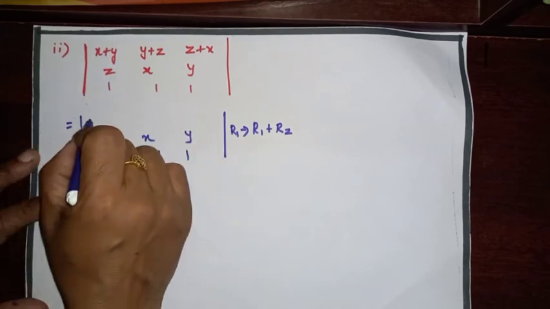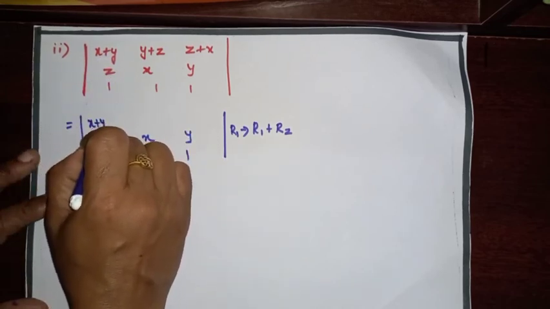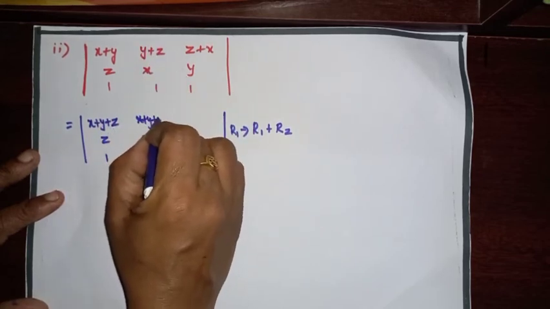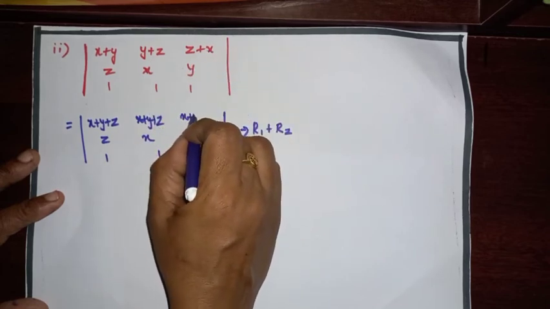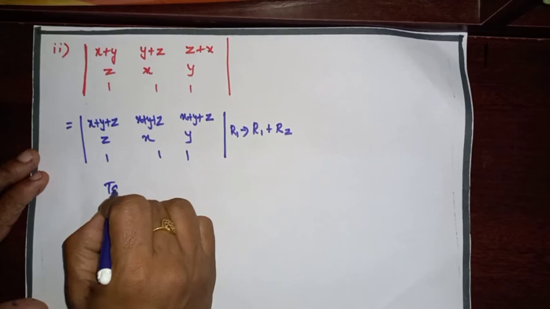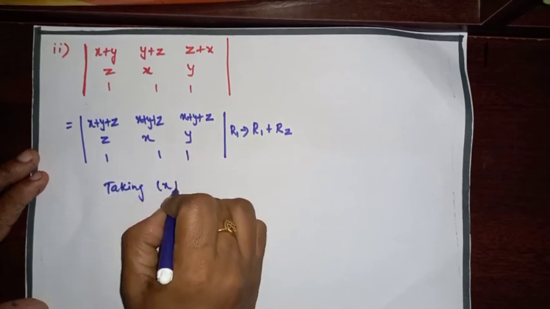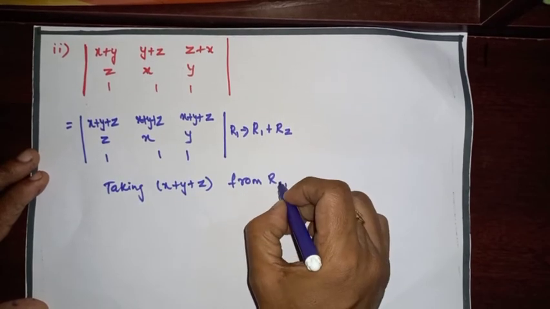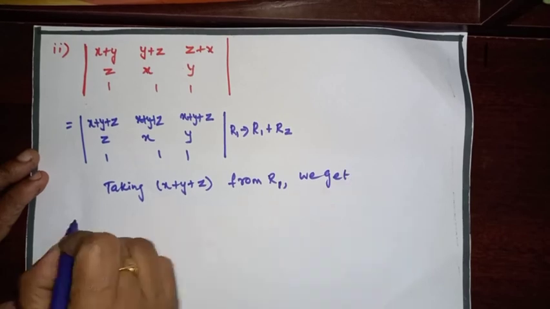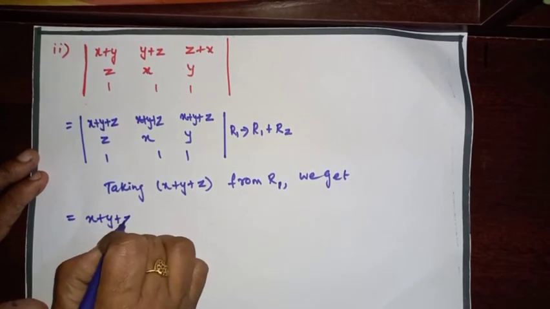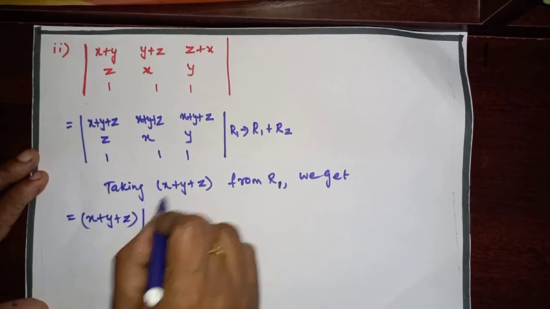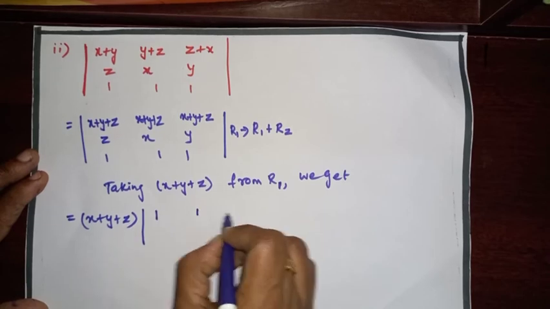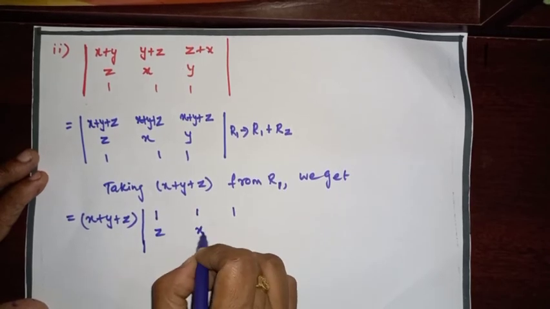R1 plus R2 gives x plus y plus z. Taking x plus y plus z common from R1, we get x plus y plus z into, and R1 will become 1, 1, 1. Write R2 as it is.